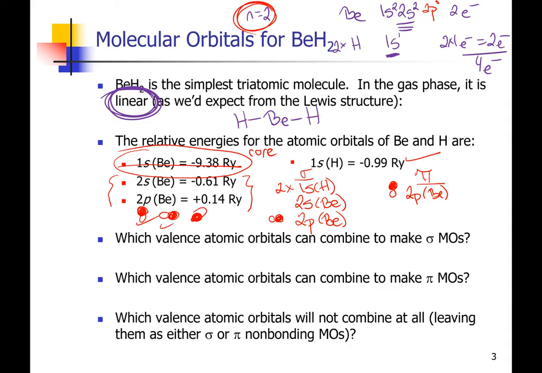Similarly, we have the p orbital that points forwards and backwards. It has a nodal plane. That nodal plane is the page I'm drawing on, so I can't really draw it for you, but if you picture it, it does indeed cut through all 3 atoms, and so that is the 2p on beryllium that points forward and backwards.